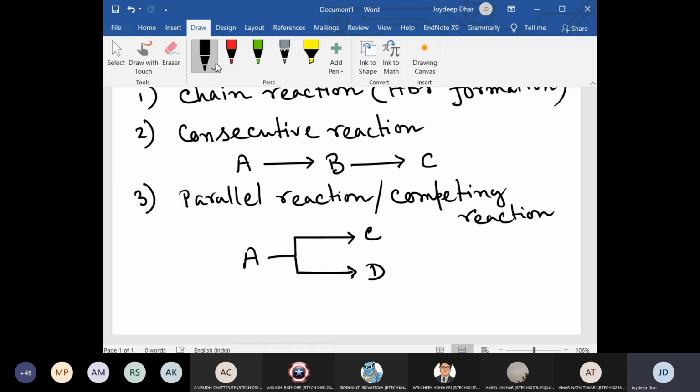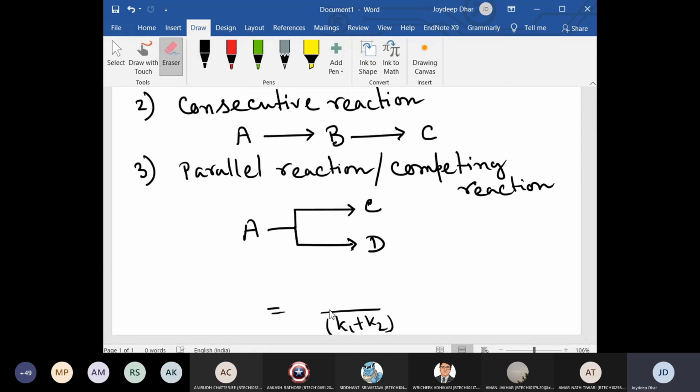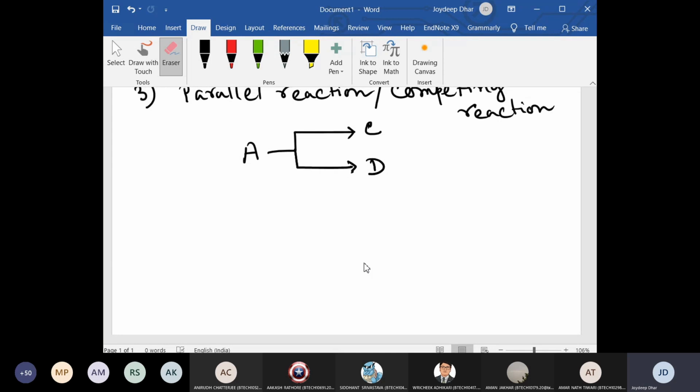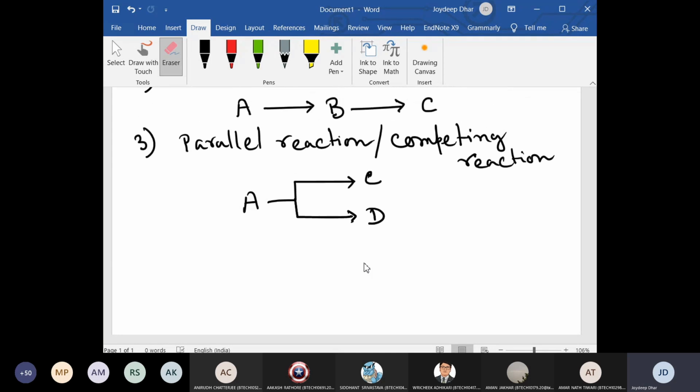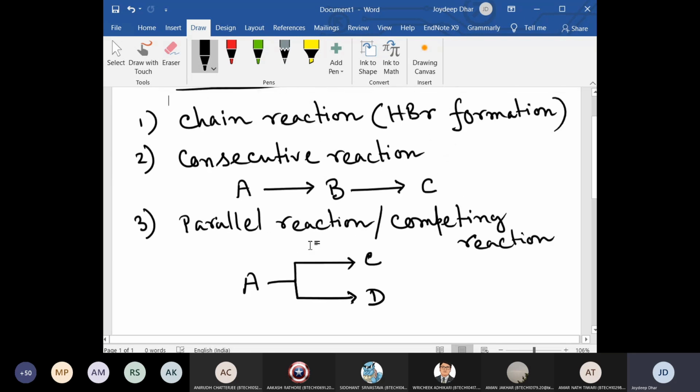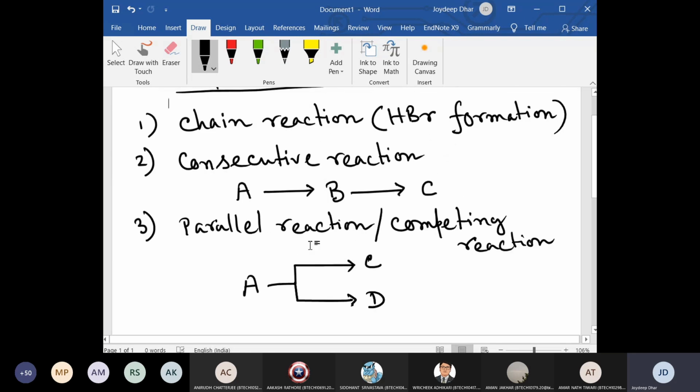Examples in organic chemistry, you know, so many reactions are parallel reactions. If you do an organic reaction, more than one product you may get. Those are examples of parallel reaction, like ortho substitution, para substitution, or ortho and para together you will get. Those reactions come under parallel reaction.